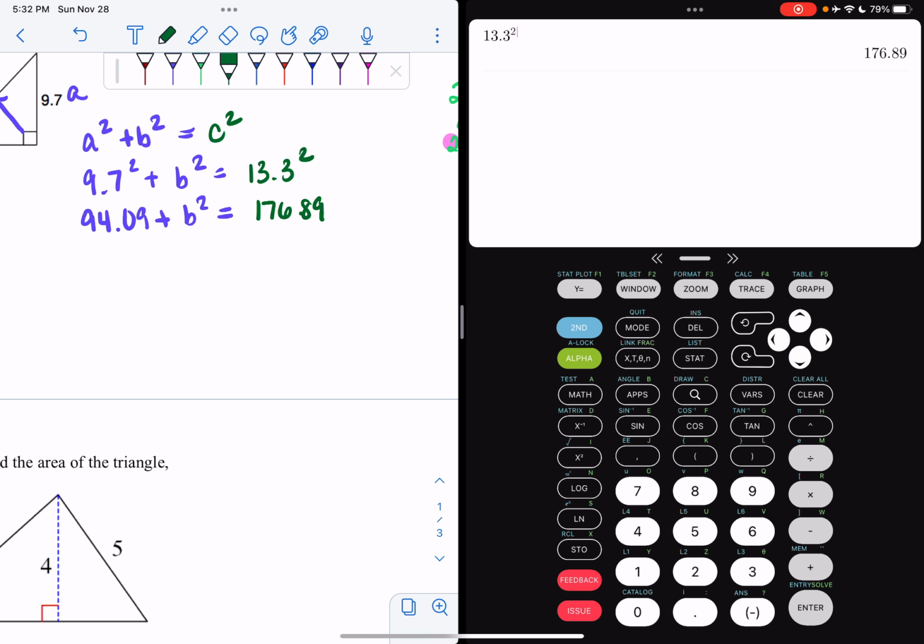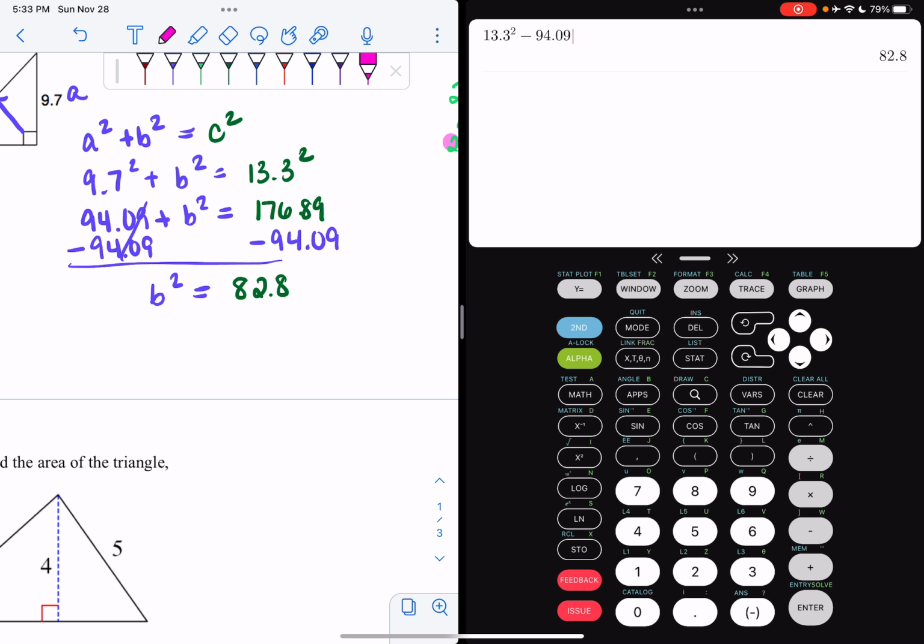Now I want to solve for B, so I need to get this 94.09 to the right-hand side of my equation. So I'm going to subtract 94.09 from each side. That gets me B squared is equal to, well, now I do 176.89 minus 94.09. That's 82.8.